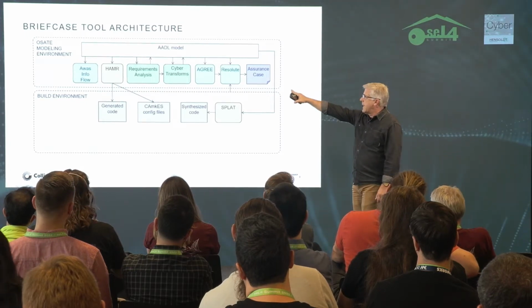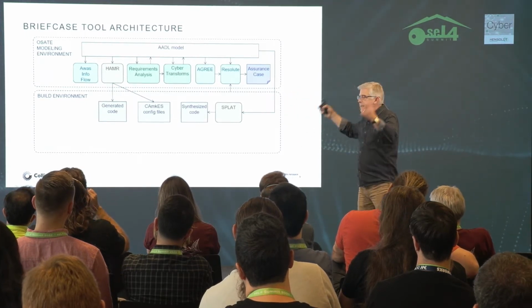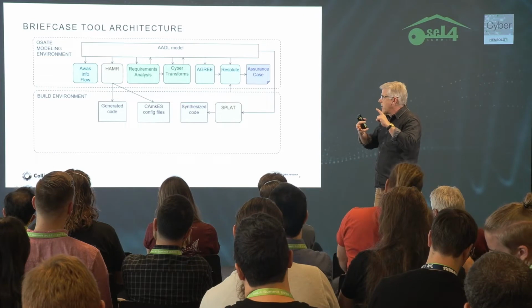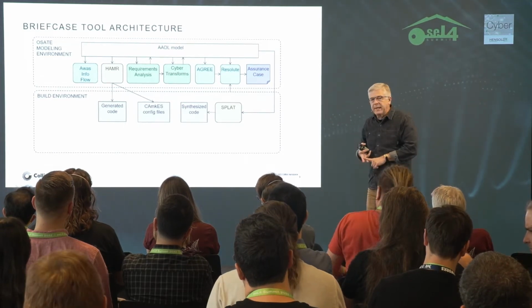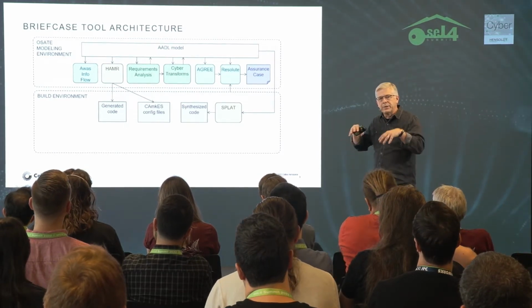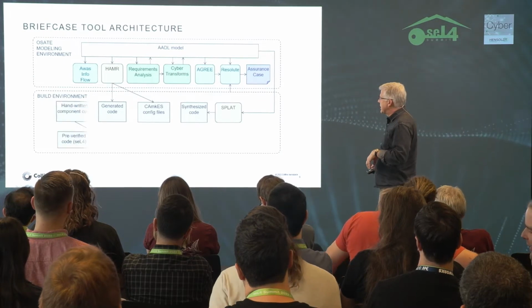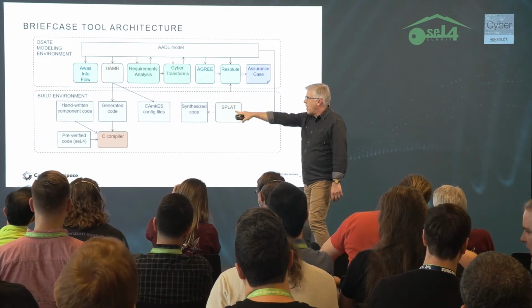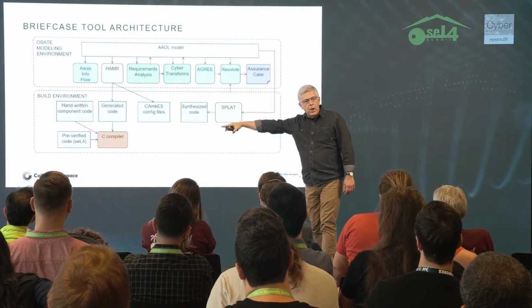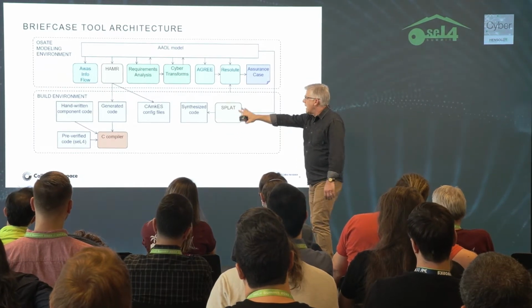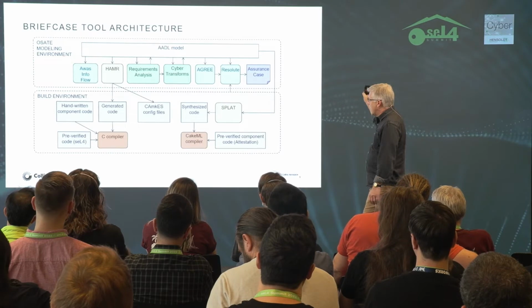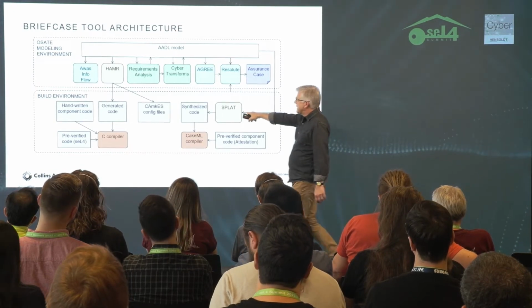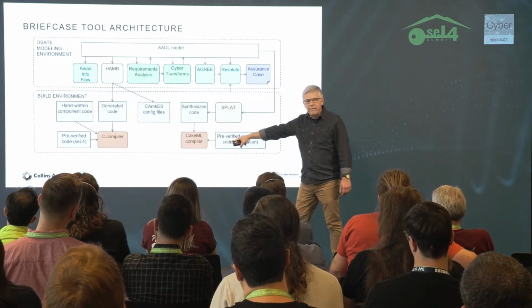Hammer is the Kansas State tool that takes the AADL model and generates glue code and CAmkES configuration files. So for now, we're using CAmkES as the build system. We also integrate in handwritten component code and pre-verified code, for example, the kernel, through the C compiler. And then on the right side, this synthesized code is actually in the form of CakeML.